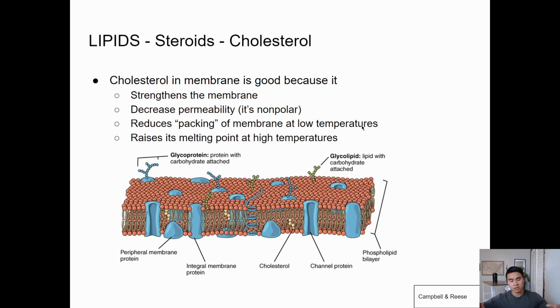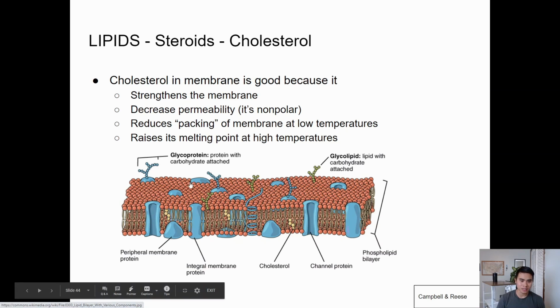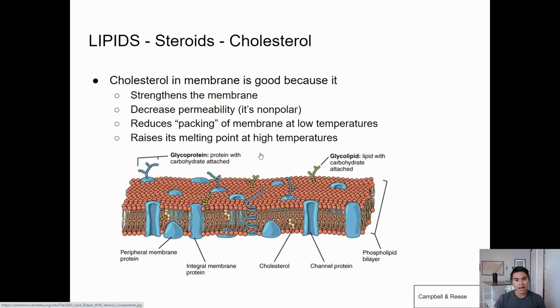So remember, at low temperatures they want to come together. Think about butter at low temperature, it turns into a solid. So it packs together. But if you have cholesterol in there, think of it like you're trying to squeeze something soft together, but you put something hard in the middle, and now it's harder to squeeze it. So it acts to prevent packing of it.